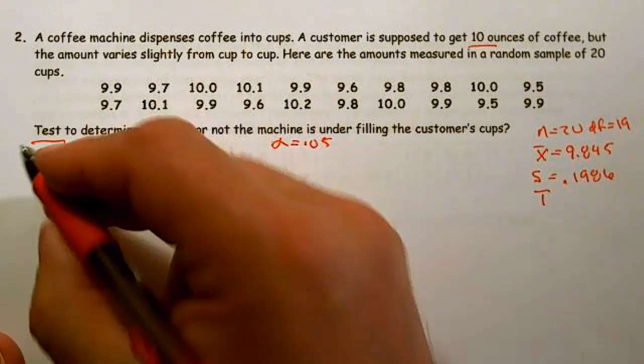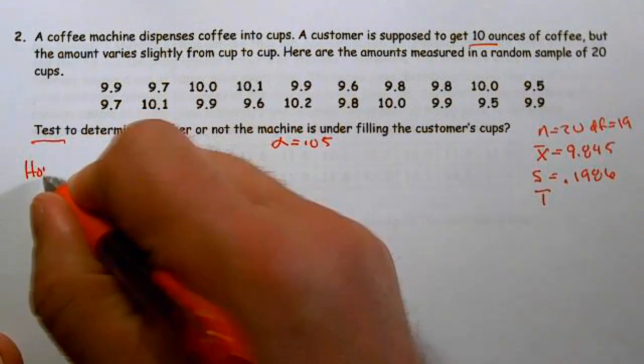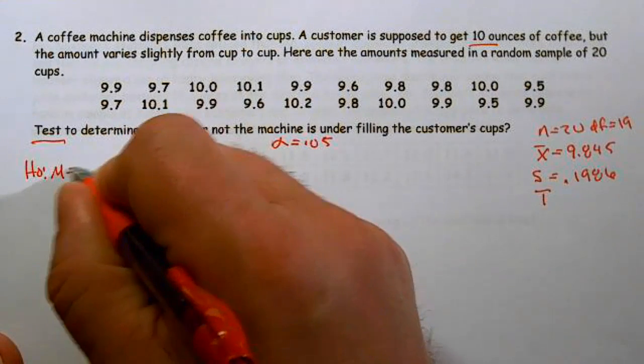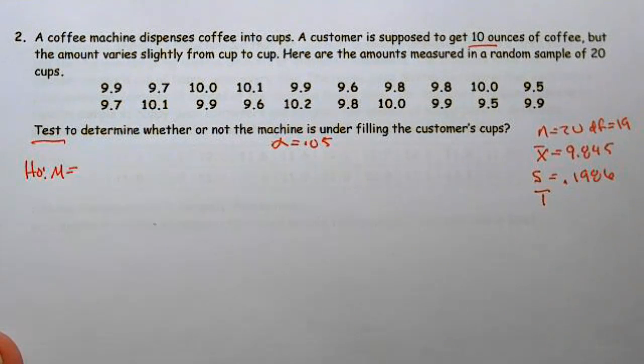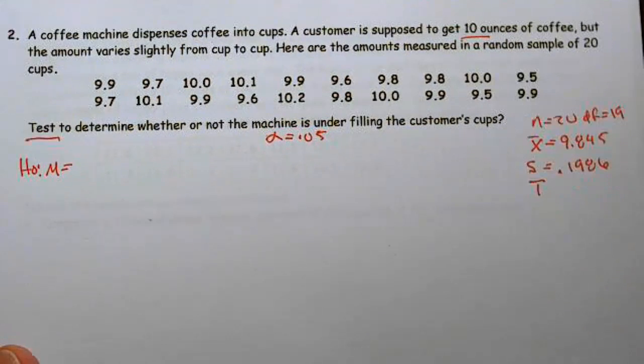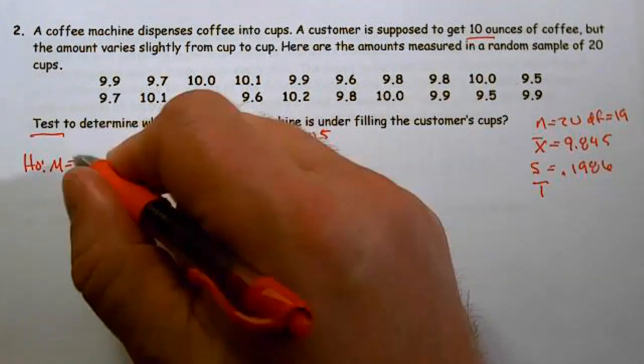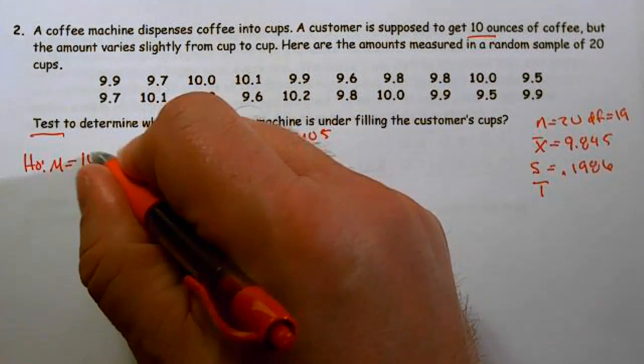So we need to write our null and alternative hypothesis. And generally speaking, this might not be the most tiresome part, but this is the most difficult part for most students. Well, the null is the original claim. In a jury trial, we assume that they're innocent. So we assume the status quo is the case. We assume that their claim is correct. So we assume that they're actually getting 10 ounces of coffee.